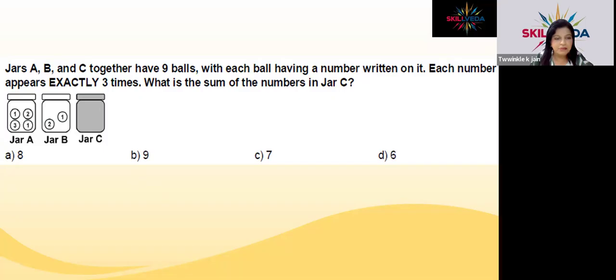First, now you have to break the problem, right? What do you need to do? We have to find out what numbers are present in jar C and how many numbers are present in jar C. Totally 9 balls are there. Already 5 numbers are displayed in jar A and jar B. Yes, totally 5 are there. So remaining, how many balls will be there in jar C? 4. So that is the first step.